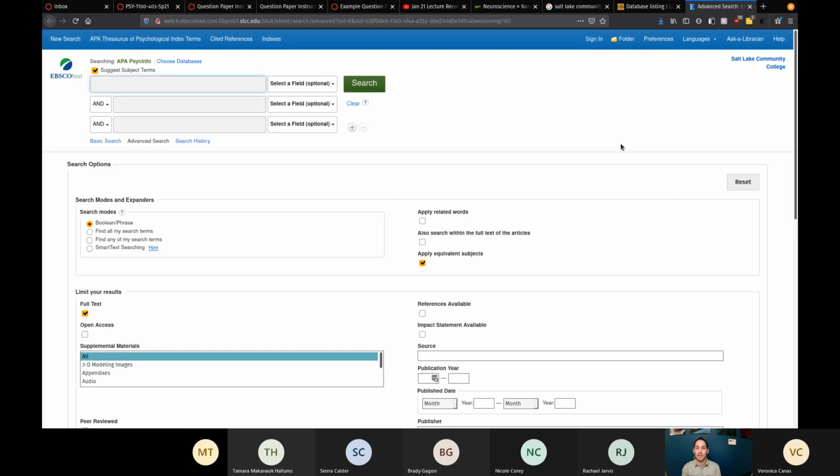I should be logged in now, but if you're not logged in, you'll have to log in through your Salt Lake Community College account. You pay library fees with your tuition as well, and some of those library fees go to paying for this kind of search. Actually, if you just go to EBSCOhost through PsycInfo, you can do any search, but you might not have access to as many full text articles. Essentially, your library fees pay for access to those full text articles. Should science be behind a paywall? I don't think so, but this is the world that we live in right now.